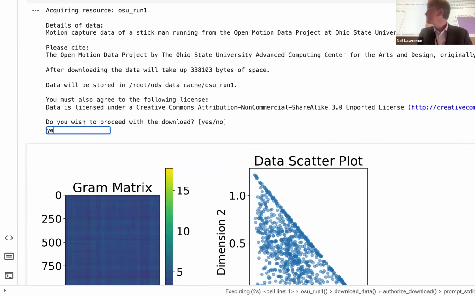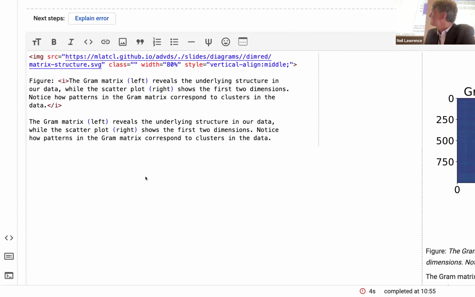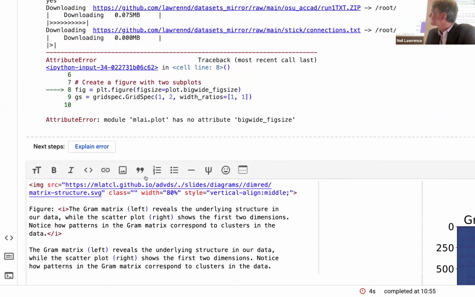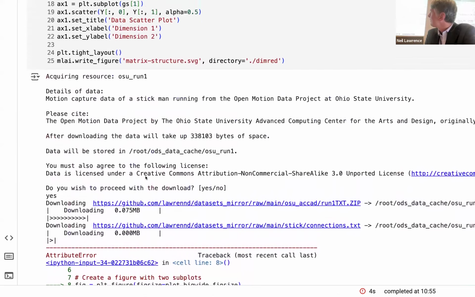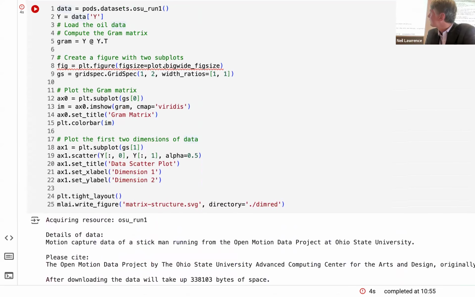Oh, do I wish to download the data? Yes, please. So this is the motion capture data. Oh, where's that? I know how to fix that.